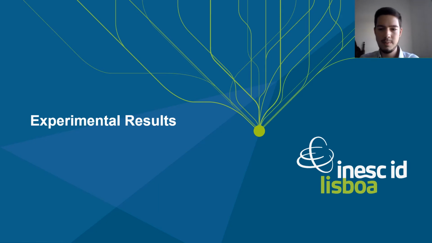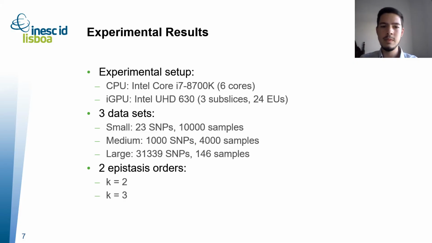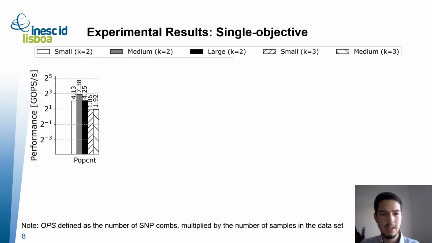Now, looking at the experimental results, the experimental setup consisted of an 8th generation Intel Core CPU with 6 cores, and an iGPU that contains 24 execution units organized in 3 subslices. 3 different datasets are used for epistasis detection with a differing number of SNPs and samples, and the results are organized in 2 different epistasis orders, k equals 2 and k equals 3.